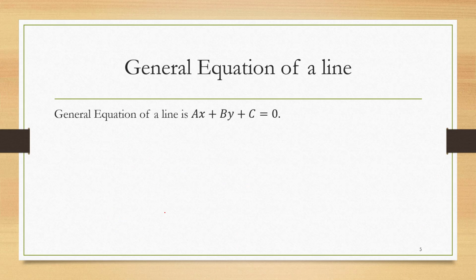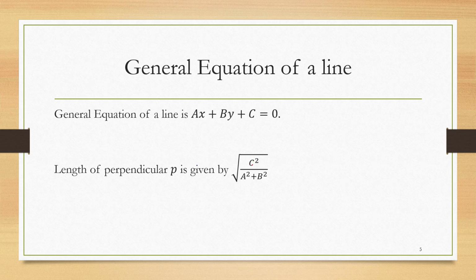Now the general equation of a line is given by ax plus by plus c equal to 0. Then the length of perpendicular p can directly be found by using this formula, square root of c square upon a square plus b square, and cos omega can be found by plus minus a upon square root a square plus b square, and sin omega is plus minus b upon square root a square plus b square. You can just memorize these formulas and apply them, or you can use the technique which we have used in the previous lecture also. Let's see both ways.